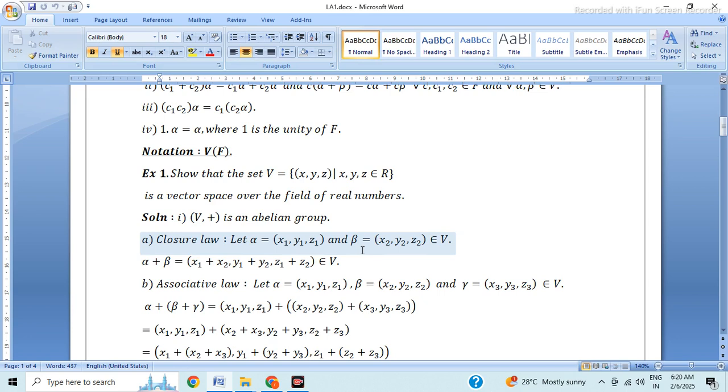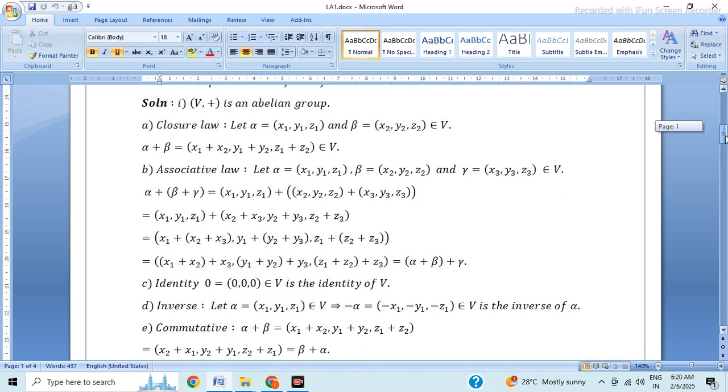You know how to add these ordered triples. How do you add? (x1, y1, z1) plus (x2, y2, z2): first we add the first elements of both vectors, x1 plus x2. Second element, what will it become? y1 plus y2. Next is z1 plus z2. Then we get alpha plus beta also of the same form (x, y, z), that is (x1 plus x2, y1 plus y2, z1 plus z2). That means it belongs to V. It is the first condition.